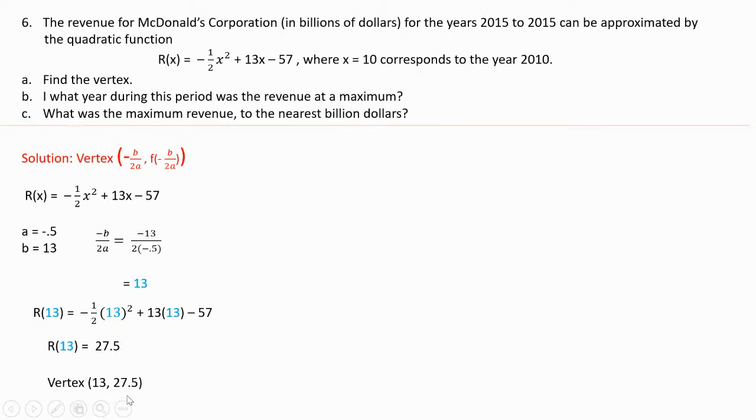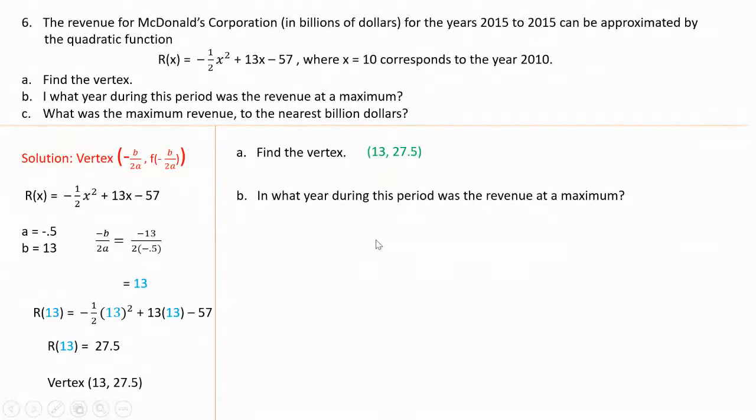Now, once you find the vertex, you already found the answer for B and C. This is the answer for the A part. The answer for B: in what year during this period was the revenue at a maximum? It's going to be the x part of the vertex. After you find the vertex, in what year? It will be 13, right? But it's not 13. If x equals 10 corresponds to 2010, then 13 corresponds to the year 2013. So that's the year.